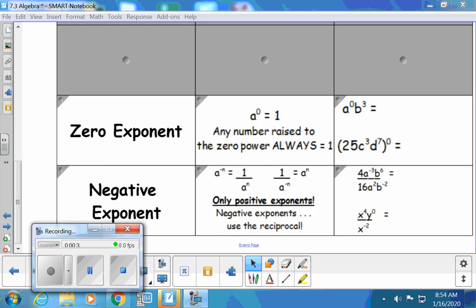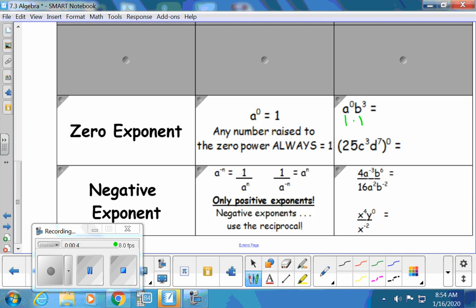A zero exponent property basically states that any number to the 0 power would be 1. Anything raised to the 0 power is 1. So let's try the 2 examples that you're seeing here. The a to the 0 would become a 1, and then we'd have the b to the 3rd. So that final answer would be b to the 3rd. No, because there's no other b. The a and the b aren't the same variable.